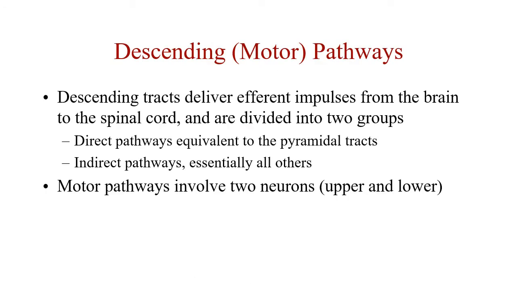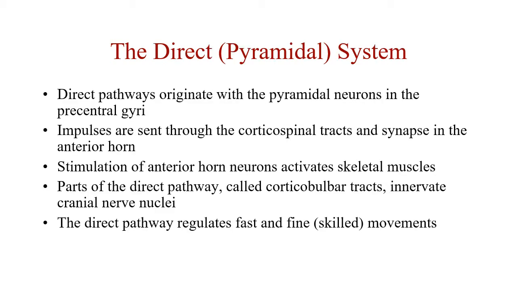For motor pathways coming down, we have essentially two major pathways to talk about as they come down. We have the direct pathways, and so these are the pyramidal tracts, and then we have the indirect pathways, which is basically everything else within that. For the motor neurons and for the motor pathways, we use two neurons to get us down. We have an upper motor neuron, and then we have a lower as we're coming down through the spinal cord itself.